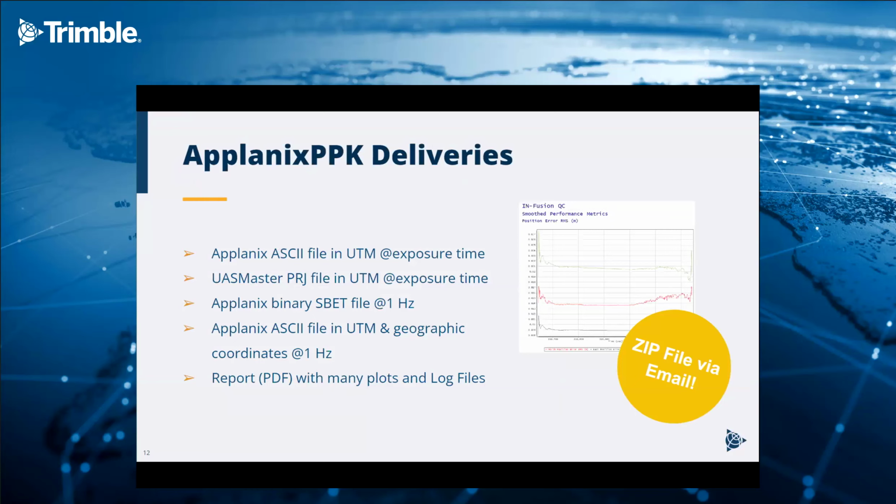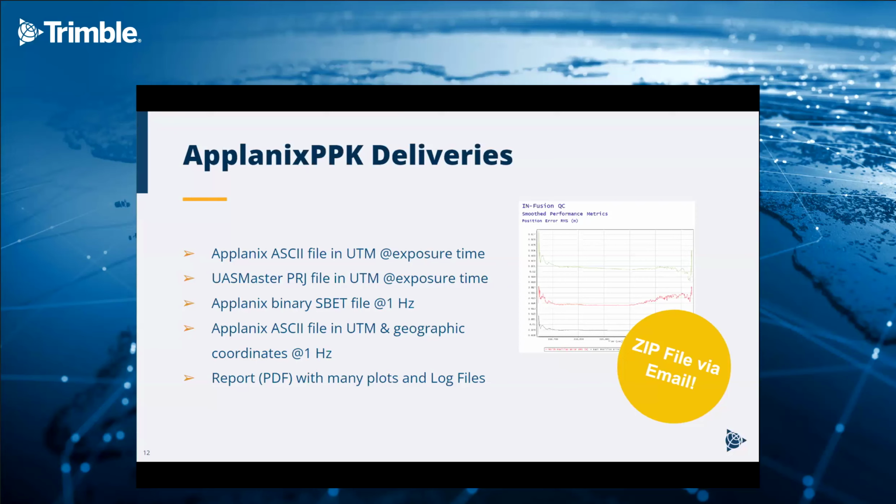So what are the Applanix PPK deliveries? The entire delivery is packed in a zip file that's going to be sent to you in an email, or you can also download it directly from the app once you're registered under your profile. So these are the two routes. What we supply right now is an Applanix standard ASCII file in the UTM system at the exposure times. So at the event times, again, coming from the photo ID file I explained before. So you will get photo number and north, east, down information, so the position information.